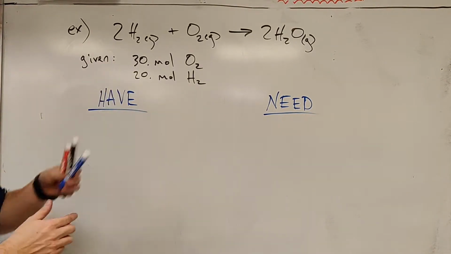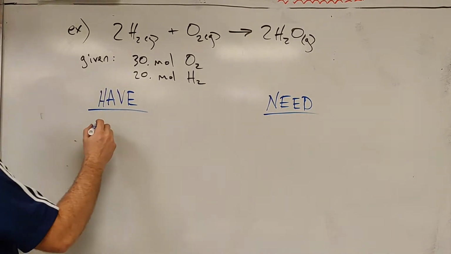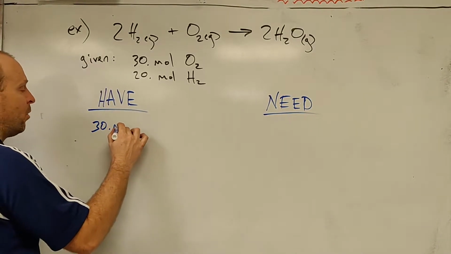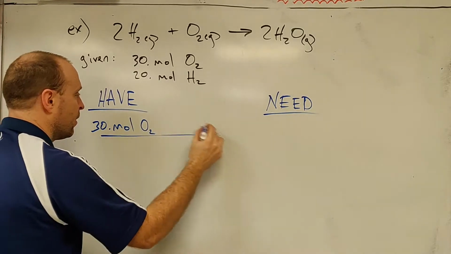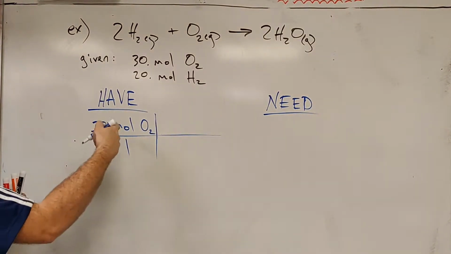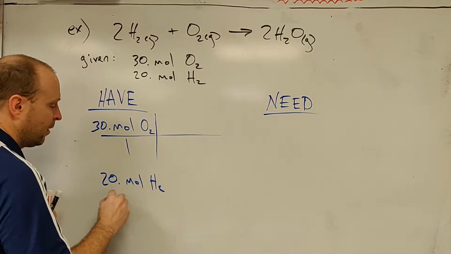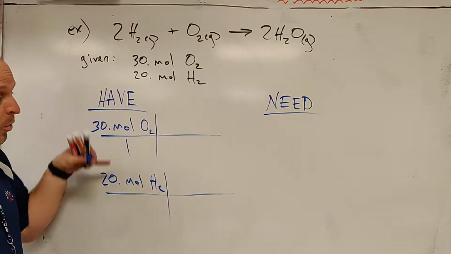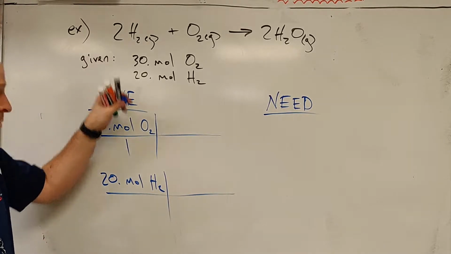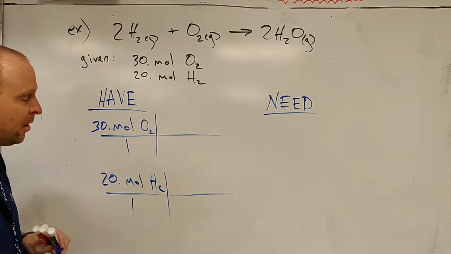So in this particular case, we're given that 30 and that 20 moles. So I have 30 moles of O2. That's given, goes in the first box. I've got 20 moles of H2. That is given, it goes in a totally different first box, but that's what I have. I'm listing what I have.